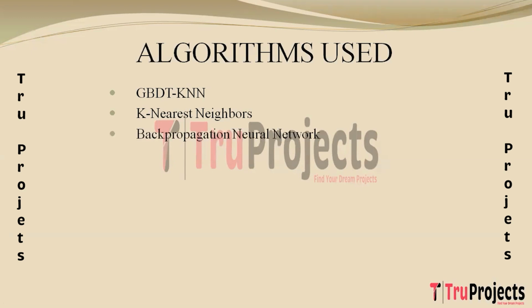The next algorithm used is backpropagation neural network, that is BP. It utilizes a multi-layered neural network trained through backpropagation to learn intricate patterns in network data, enhancing the model's ability to classify different types of intrusions.